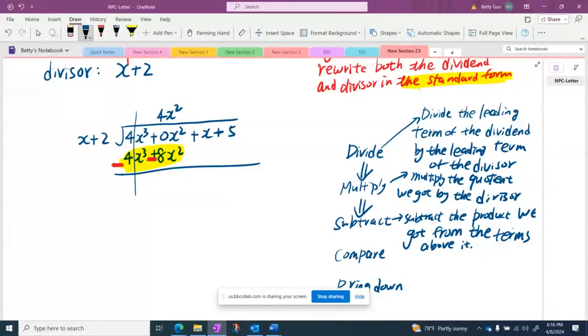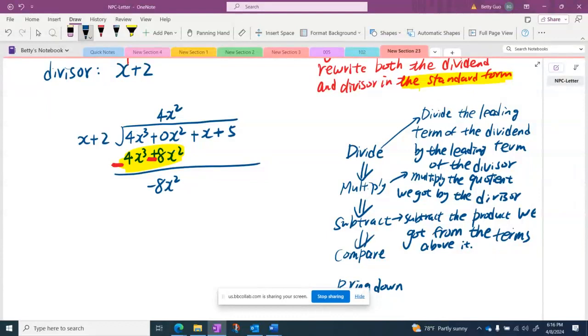So vertically, look here. 4x cubed and negative 4x cubed add up to 0. And right here, we have 0x squared plus negative 8x squared. So the addition here is negative 8x squared. When we subtract the yellow from the terms above it, we have a negative 8x squared.